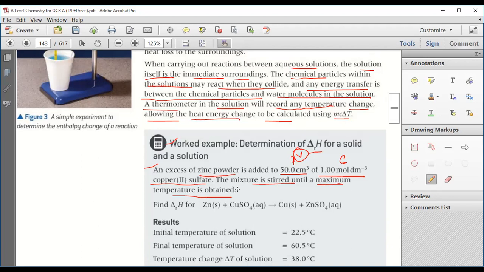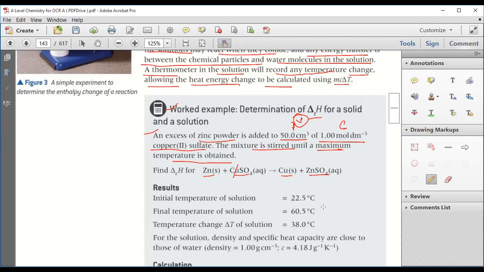Now what will be the reaction? Zn solid plus CuSO4: zinc, being more reactive than copper, will displace the copper from its sulfate, and you will get copper solid and ZnSO4. Suppose the initial temperature is 22.5 and the final temperature we measure is 60.5. So 60.5 minus 22.5 will be 38.0. That is the delta T.